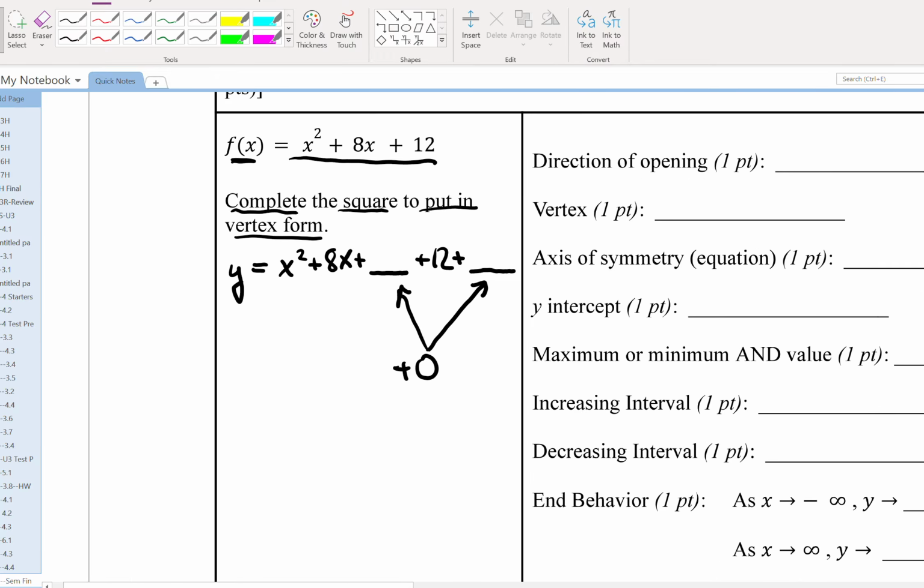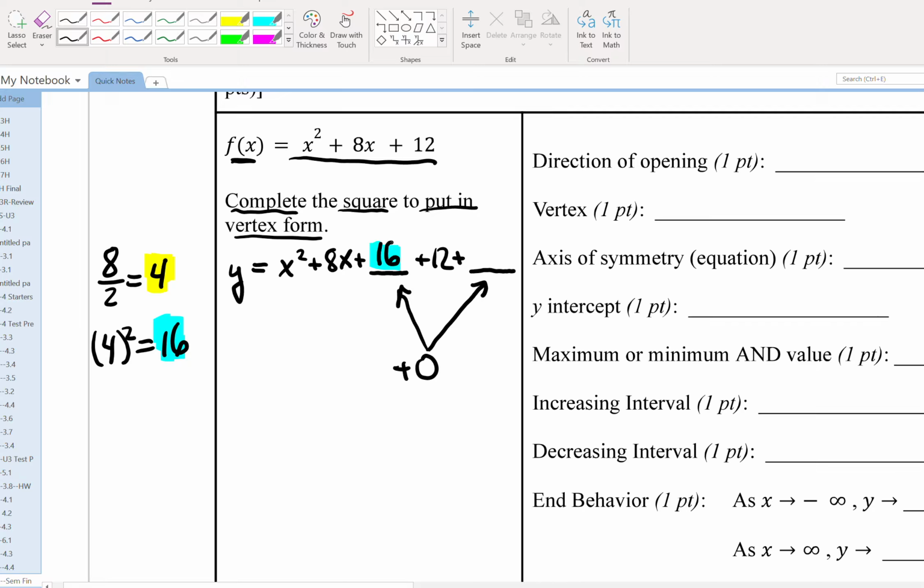Off to the side, I'm going to say 8, half of 8 is 4. I'm going to use that, so I need to keep that. And then I'm going to take that same 4 and square it to get 16. And that is what I'm going to add right there, because that's what's going to complete the square. So this is plus 16.